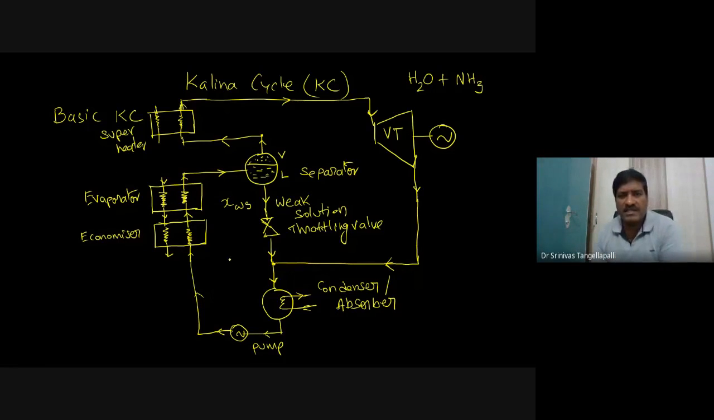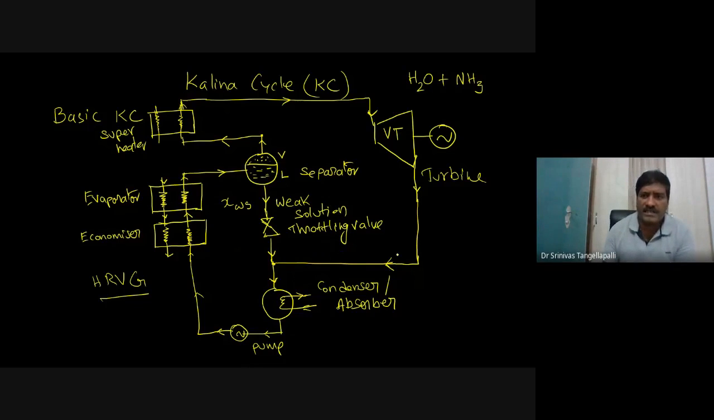In this basic Kalina cycle, the components I am showing: the first one is the boiler. I am calling this the heat recovery vapor generator. After the heat recovery vapor generator comes the turbine, and then the condenser and pump. These four components are common with the Rankine cycle. In addition to the Rankine cycle, what are the extra components we are using in this Kalina cycle? The extra components are what we are using here.